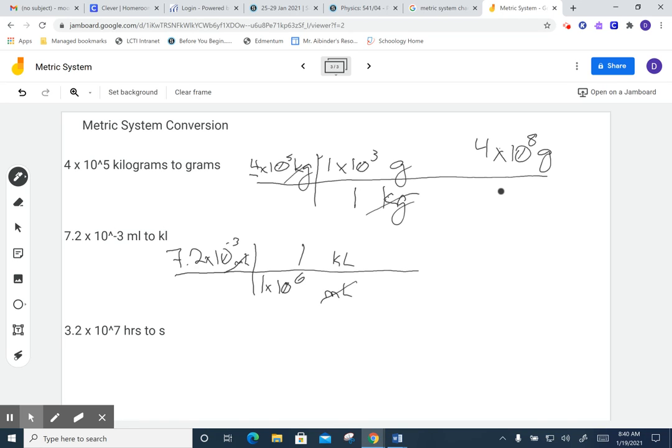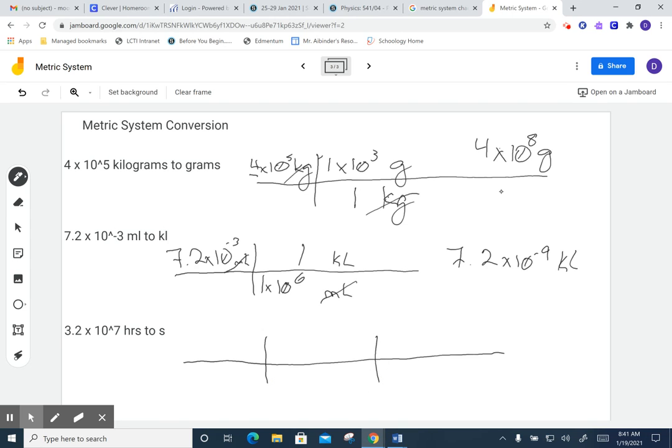Now, 7.2 times 1 divided by 1 is 7.2. And again, 10 to the negative third divided by 10 to the sixth is 10 to the negative ninth. And that's in kiloliters. Last one, hours to seconds. Okay, this is not too tough. This one we're actually going to need a calculator for, but that's okay.